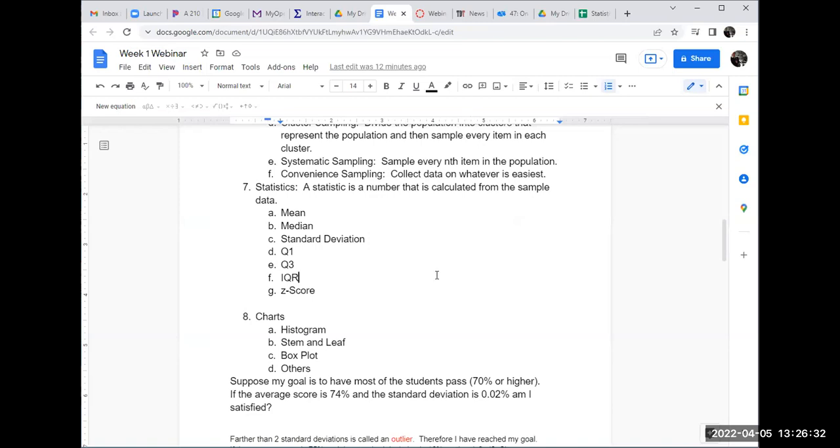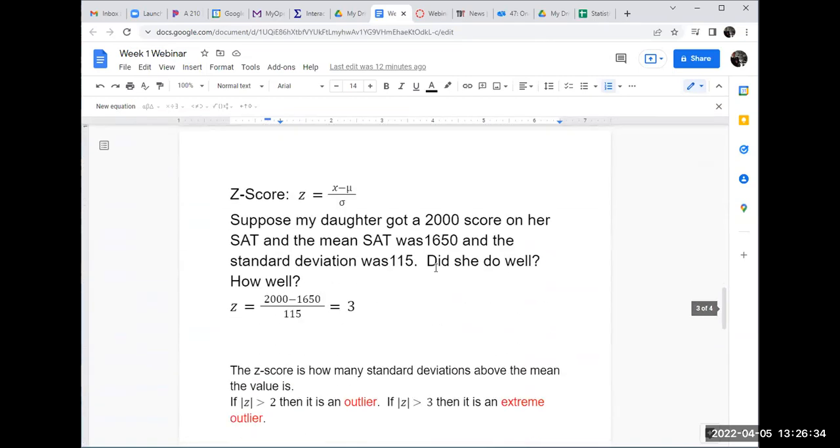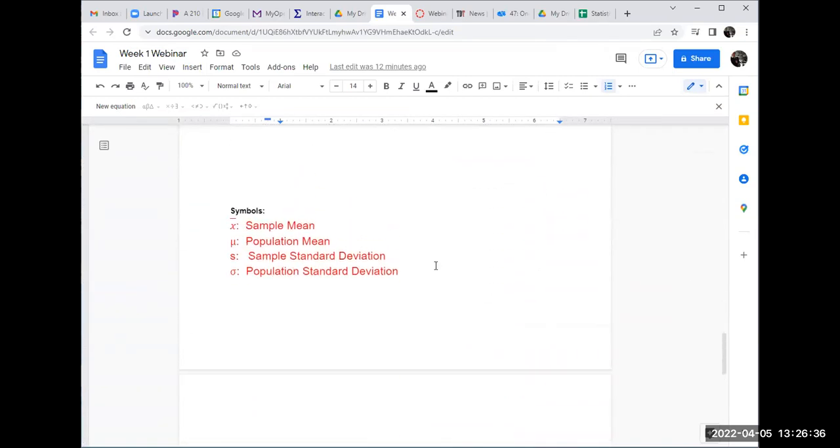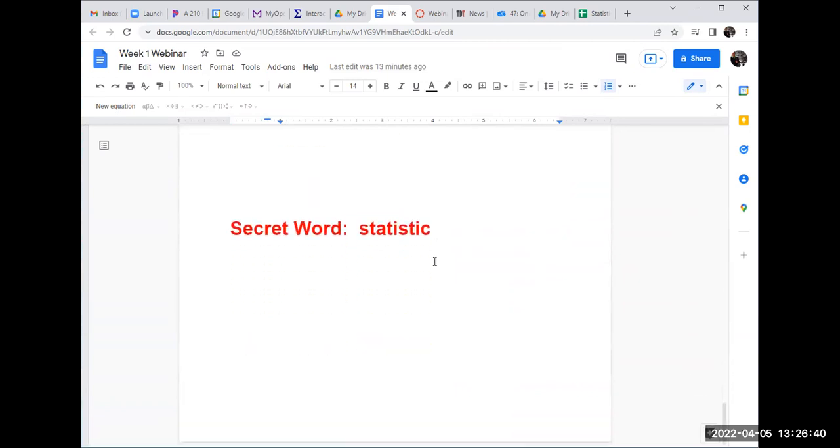So the next thing I want to do, which is the last thing. Actually, let me do the last thing. The secret word is statistic. Don't put an S at the end. Remember, a statistic is a value that you get from a sample. So a sample mean is a statistic.